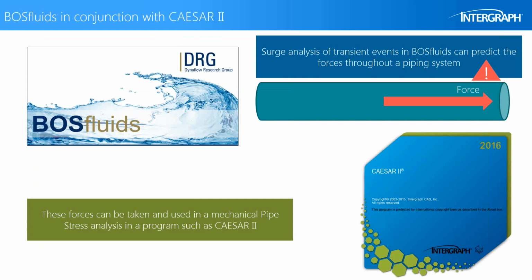And one of the larger advantages of BOSfluids is that it can be used in conjunction seamlessly with Caesar 2. We can perform the surge analysis of the varying different transient events in BOSfluids, which will then predict the forces throughout your piping system. And these forces can be taken and used in a mechanical pipe stress analysis, such as Caesar 2, to perform your dynamic analysis of your piping system.